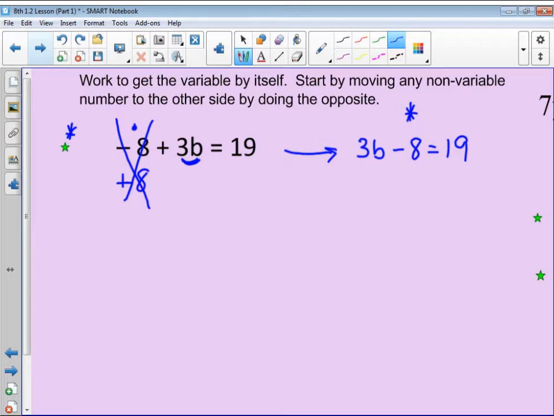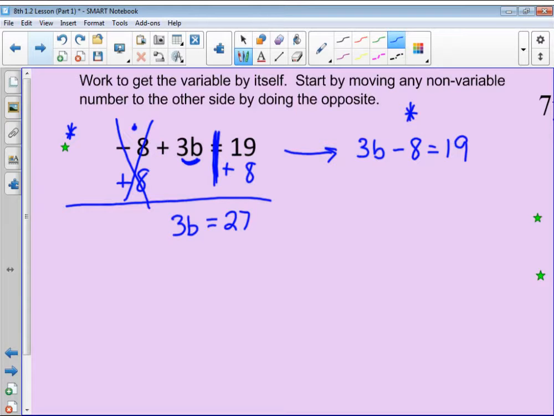It's canceling it out. Whatever I did to one side of my equal sign, I have to do the other, so +8. Simplify this out, I just have 3b left here, equals 19 plus 8 is 27. Okay, now we're back down to our one-step equation.